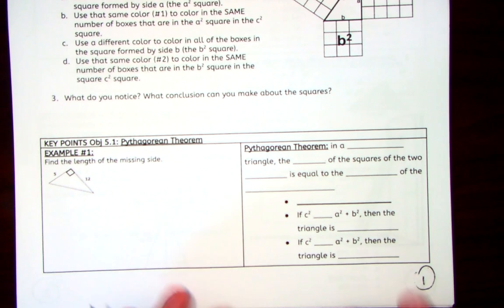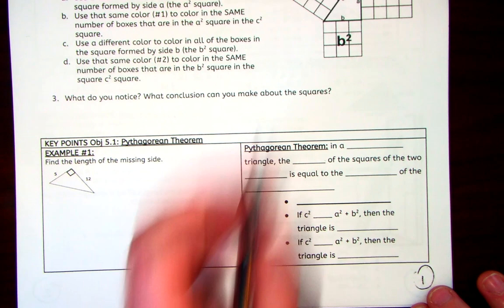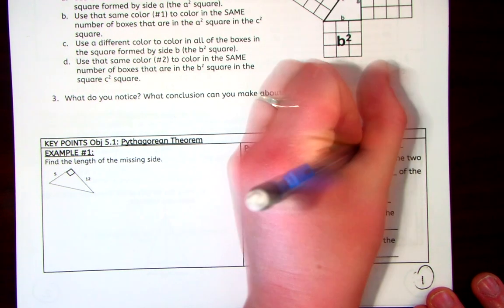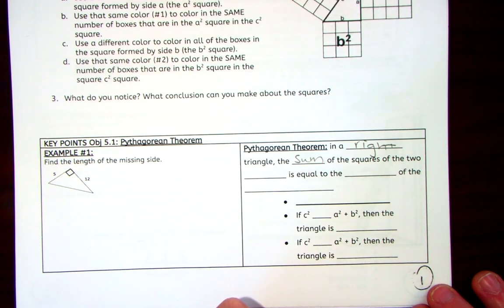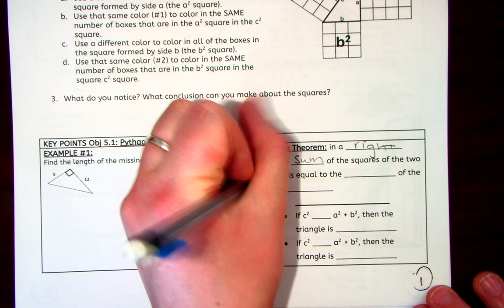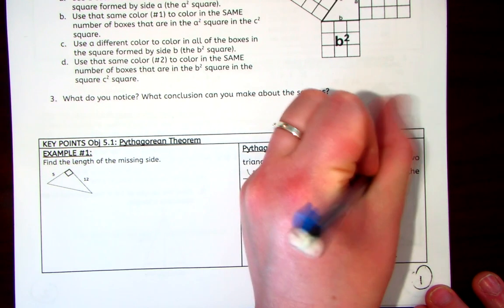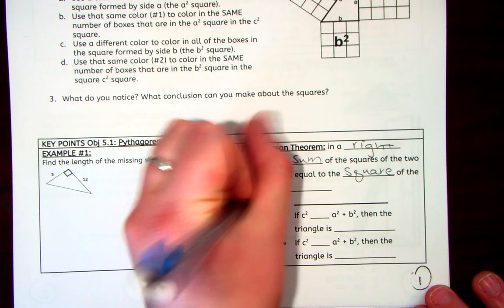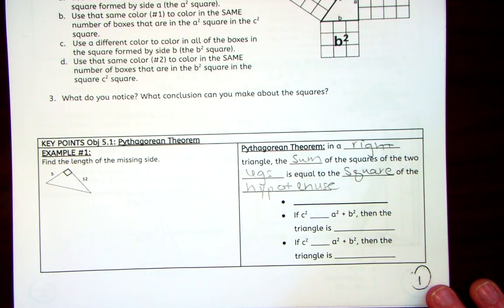Here we kind of figured out what the Pythagorean Theorem is. We are going to jump over that and jump straight into our key points box. So I'm going to tell you the Pythagorean Theorem, which is a super useful theorem in geometry. It is when in a right triangle, the sum of the squares of the two legs is equal to the square of the hypotenuse.